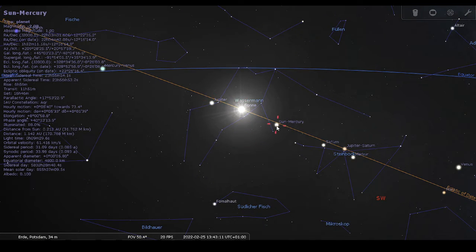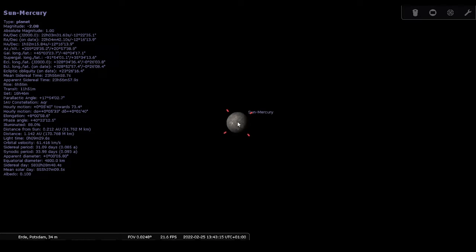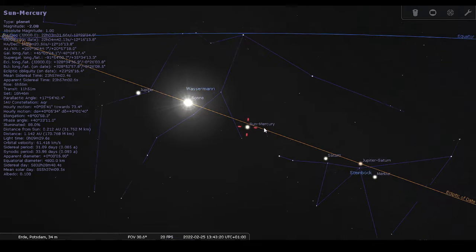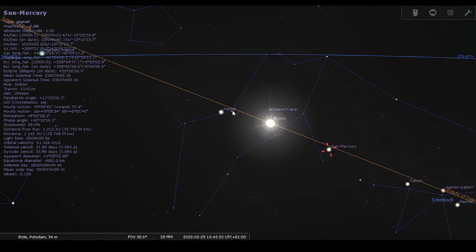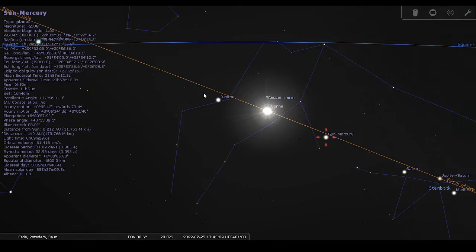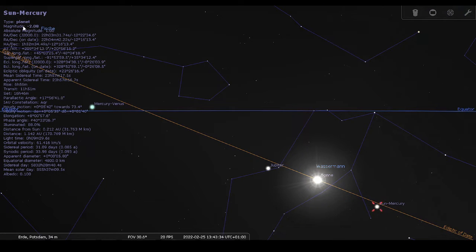you probably see that Sun-Mercury is not a real existing planet. The textures are taken from real planets, but they are not real existing, like I've said before, and that is the name of the planet. The type is of course planet, and the magnitude is the visual magnitude. The lower the value is, the brighter the planets are.